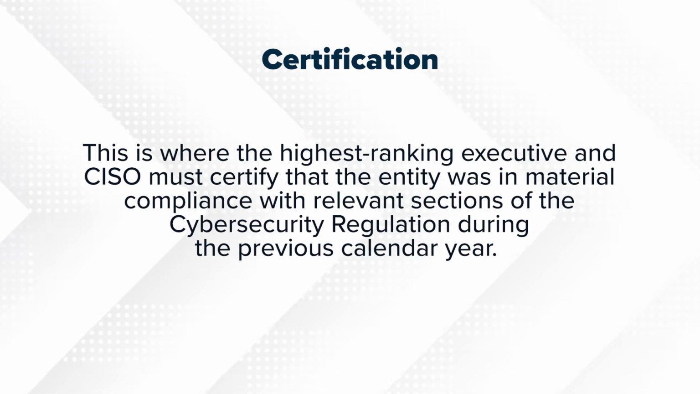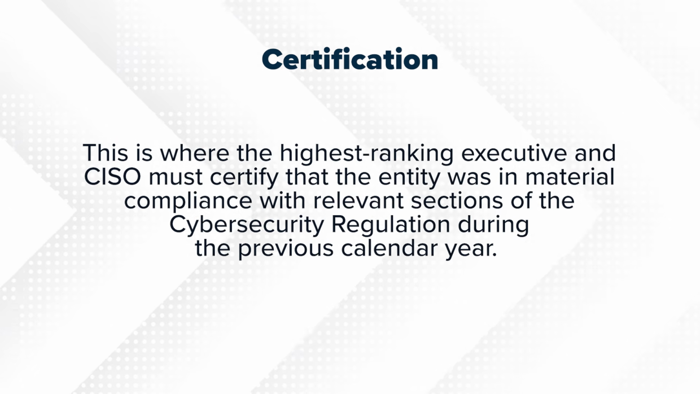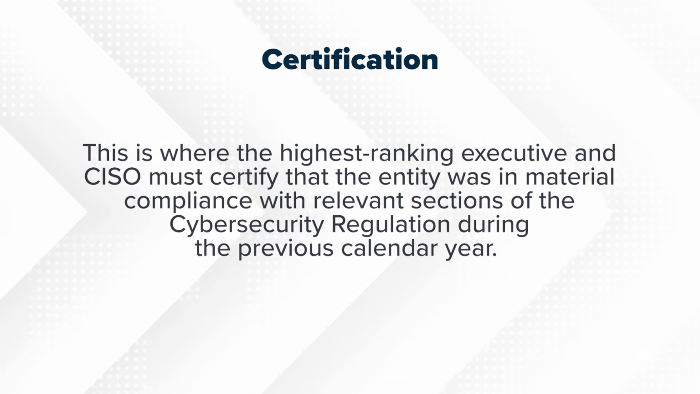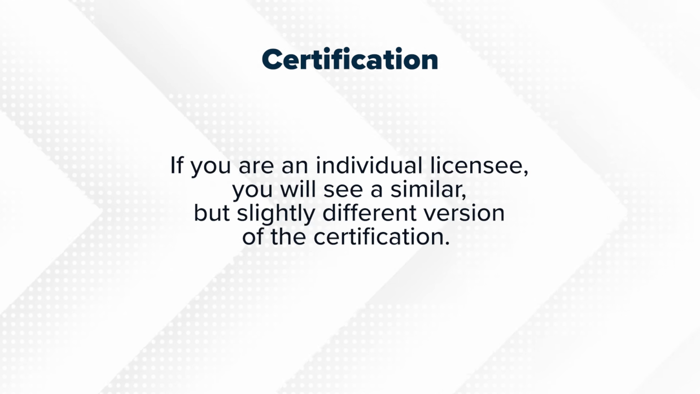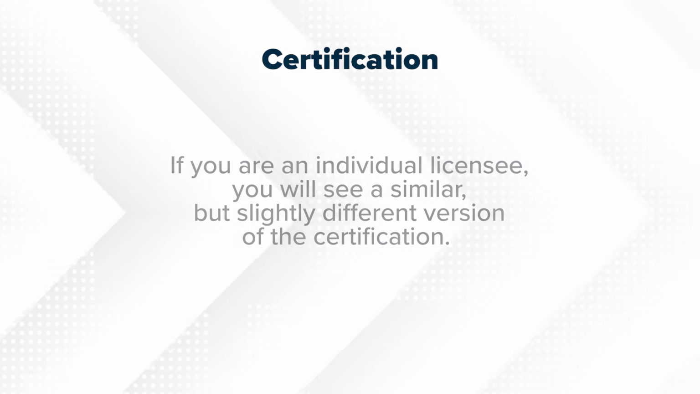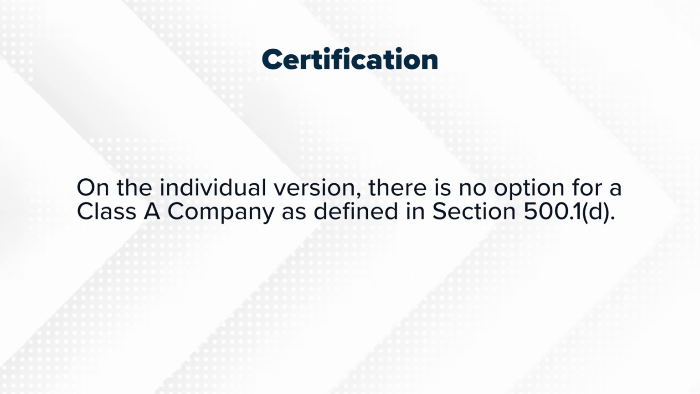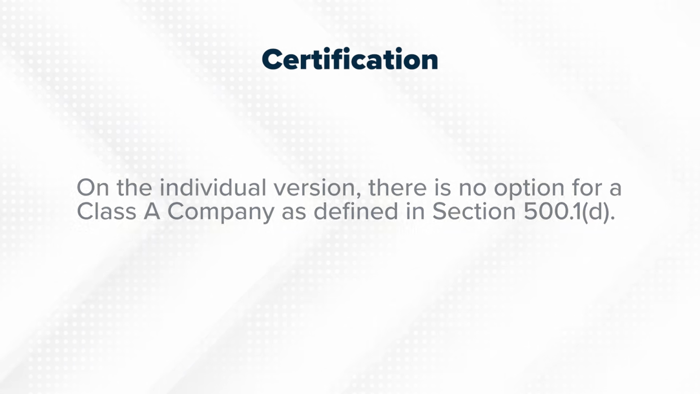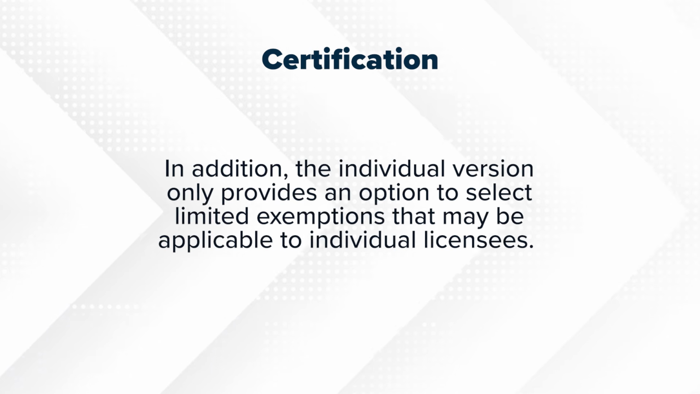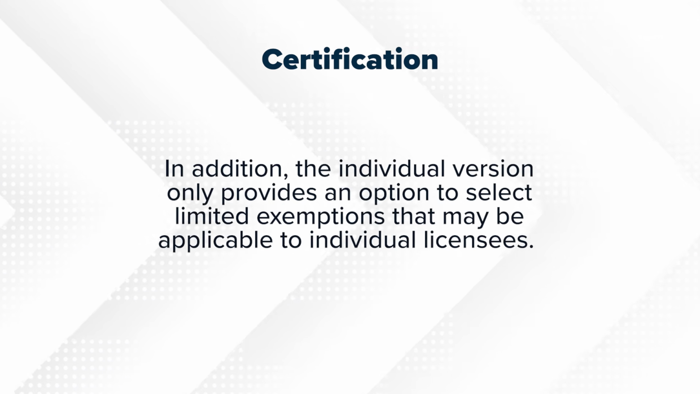This is where the highest-ranking executive and CISO must certify that the entity was in material compliance with relevant sections of the cybersecurity regulation during the previous calendar year. If you're an individual licensee, you will see a similar but slightly different version of the certification. On the individual version, there is no option for a Class A company as defined in Section 500.1d. In addition, the individual version only provides an option to select limited exemptions that may be applicable to individual licensees.